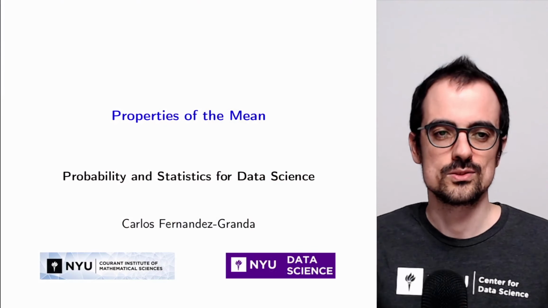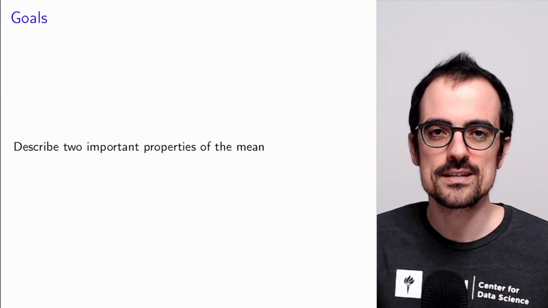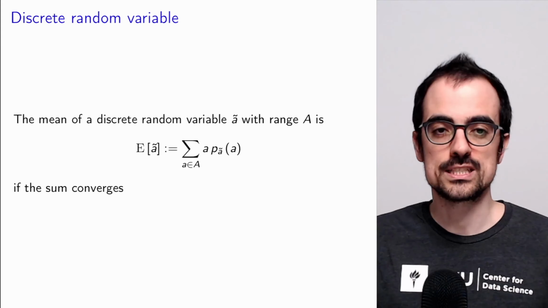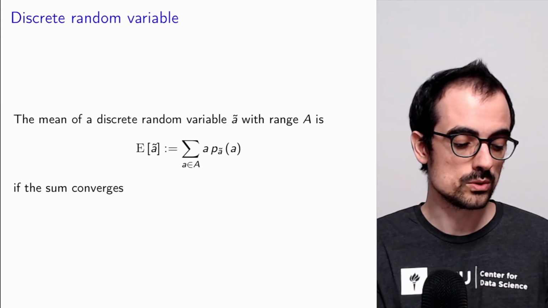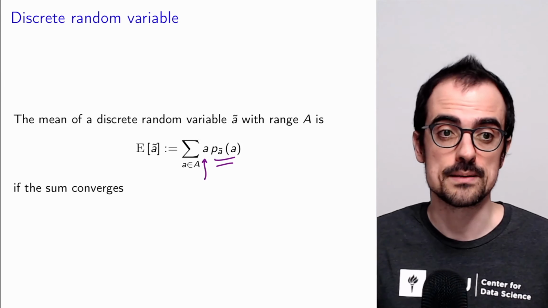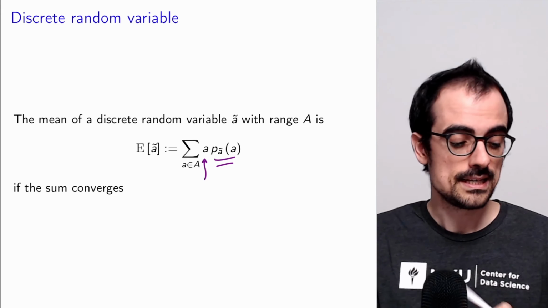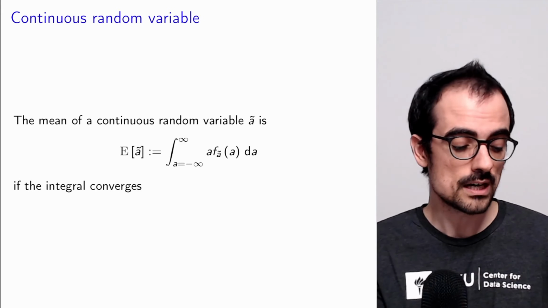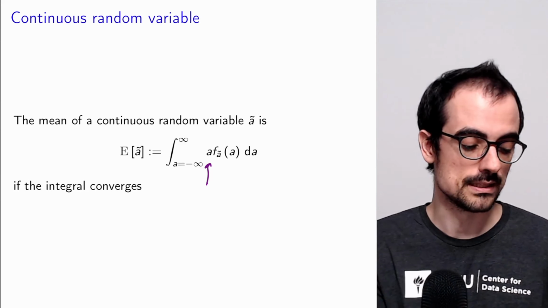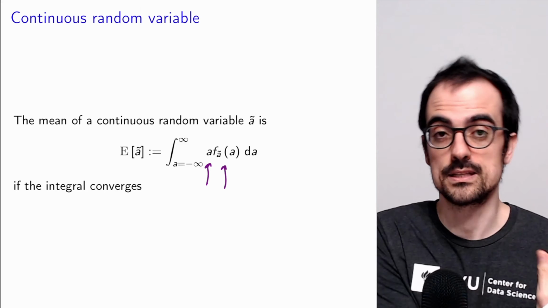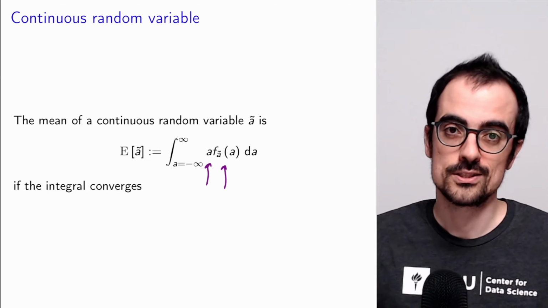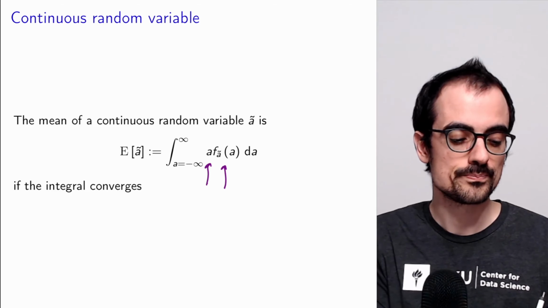We're going to discuss two very important properties of the mean. In order to do that, let's first remind ourselves how the mean is defined. The mean of a discrete random variable is equal to the sum of all its possible values weighted by the corresponding probabilities, given by the PMF of the random variable. The mean of a continuous random variable is equal to the integral over all its possible values on the real line, weighted by the corresponding probability density. In both cases, if this sum, in the case of the discrete random variable, and the integral, in the case of the continuous random variable, converge, then the mean is well defined and it's equal to that.